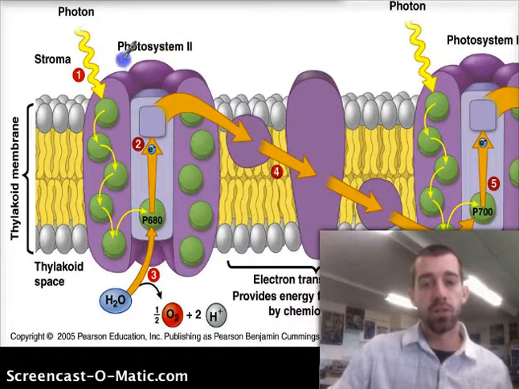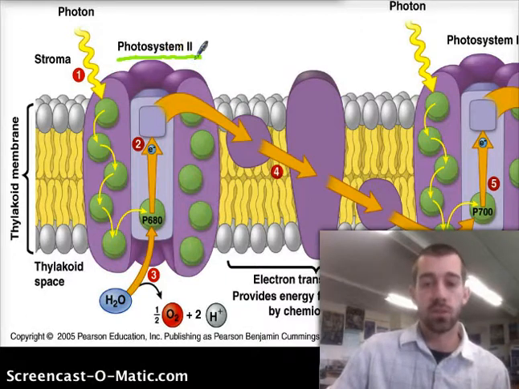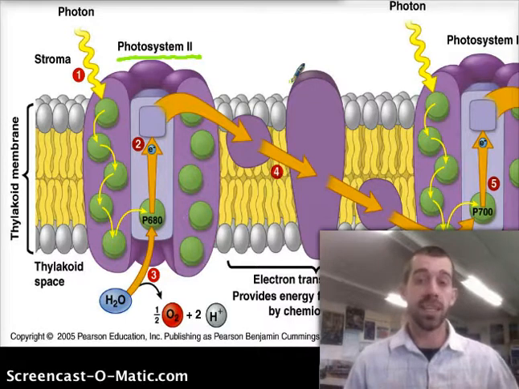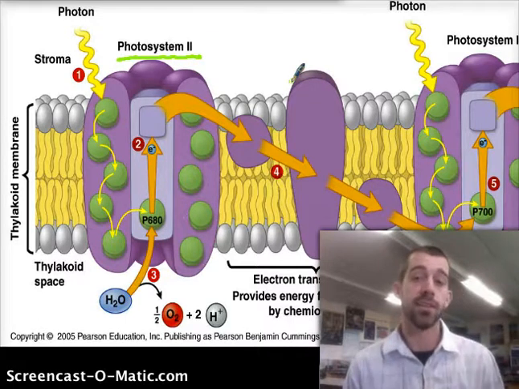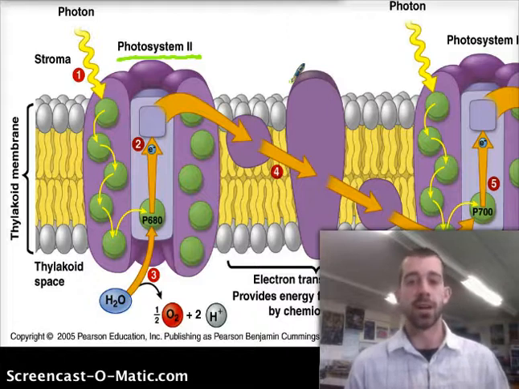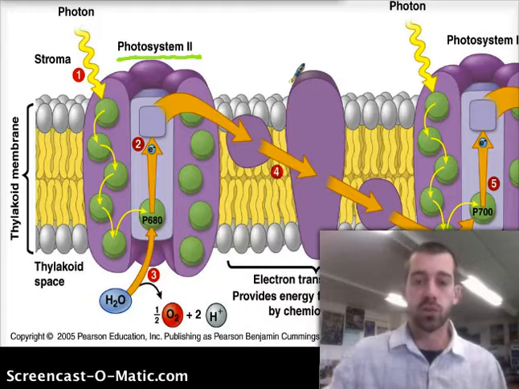So we're going to start with photosystem 2. That's a little bit contradictory. We're going to start with photosystem 2 and go to photosystem 1. Photosystem 2 is number 2 because it was discovered second, not because it's the second most important or it comes after photosystem 1 in the process. We actually start with photosystem 2.